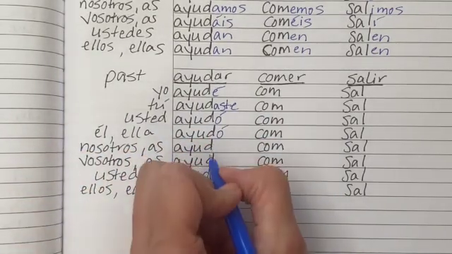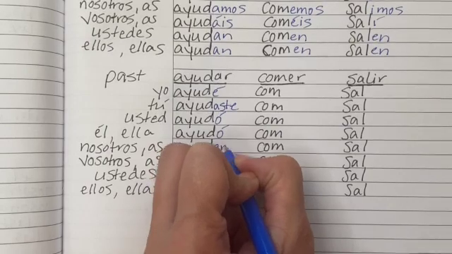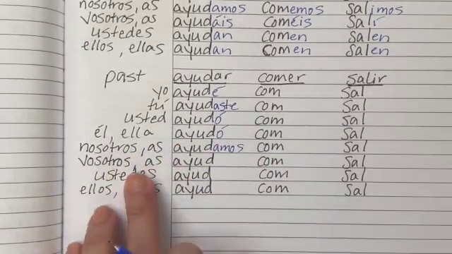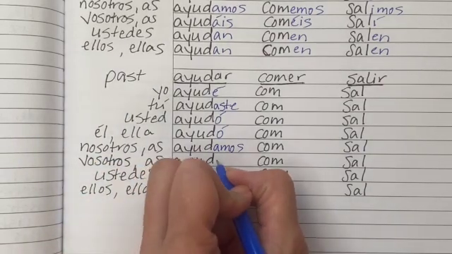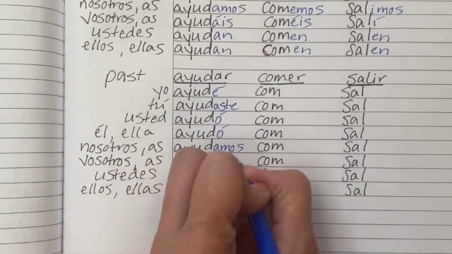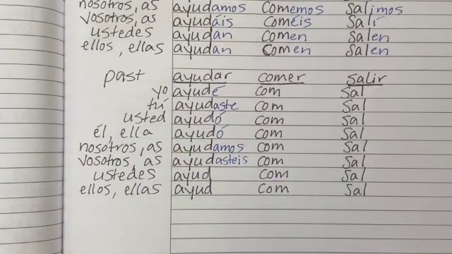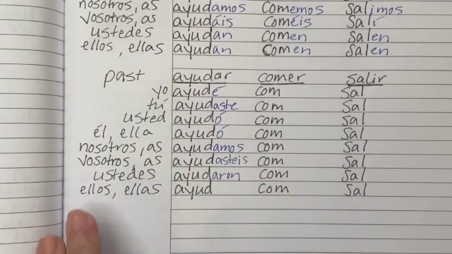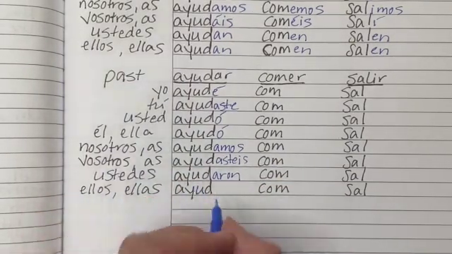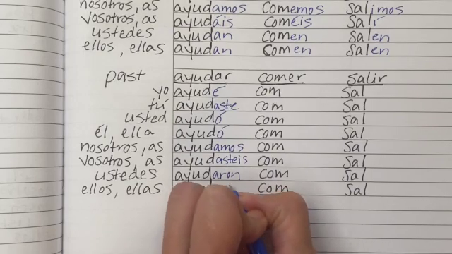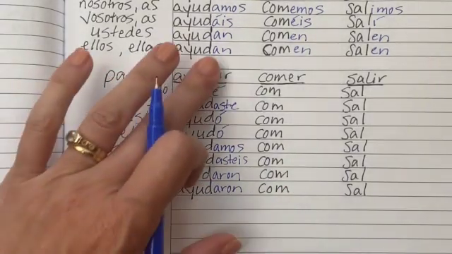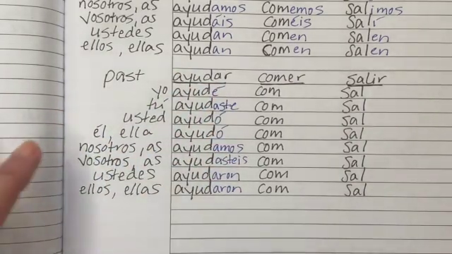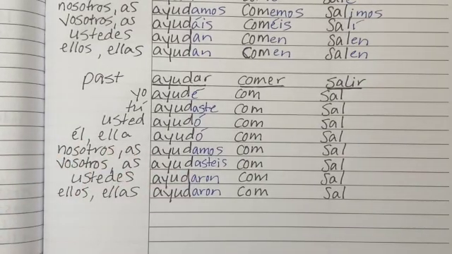We helped, nosotros, nosotras ayudamos. You guys helped. We have the vosotros form and ustedes form. So in the vosotros form, ayudasteis. And in the ustedes form, ayudaron. Okay. And then they helped. Ellos o ellas ayudaron. All right, so there we have our AR verb endings in the past tense. Let's look at our ER and IR verb endings in the past tense.